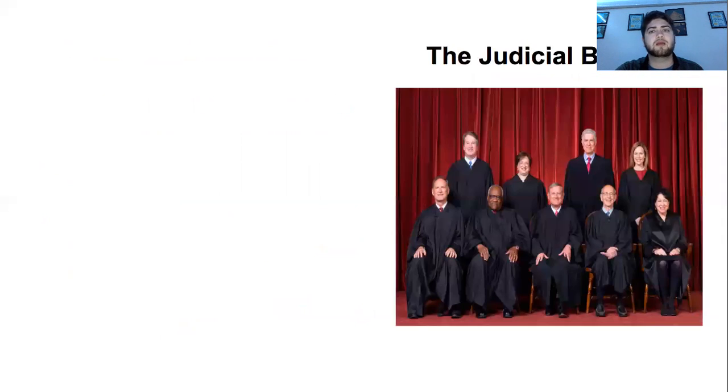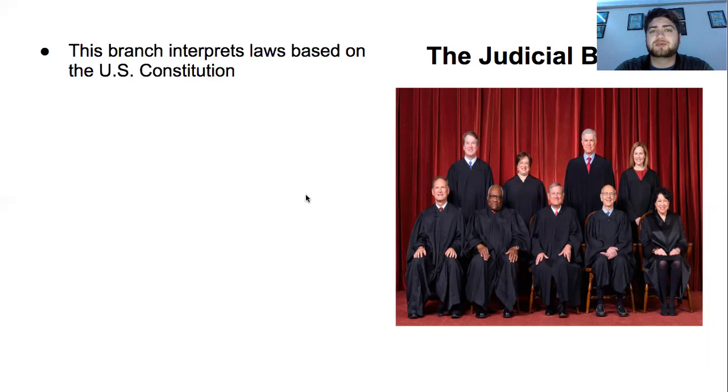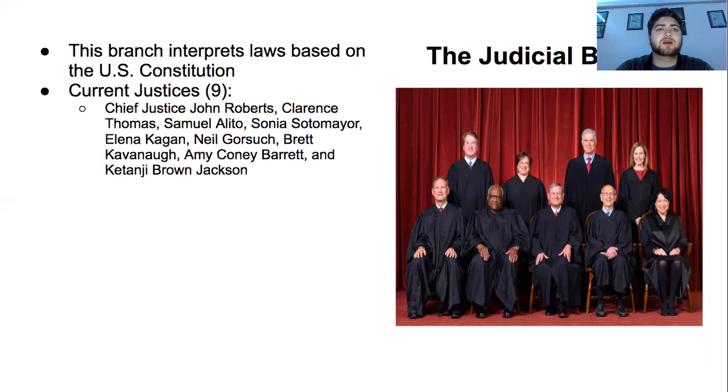Now, the judicial branch is headed by the Supreme Court and the Court of Appeals. This branch interprets laws based on the U.S. Constitution. There are 9 justices on the Supreme Court. The current justices are Chief Justice John Roberts, Clarence Thomas, Samuel Alito, Sonia Sotomayor, Elena Kagan, Neil Gorsuch, Brett Kavanaugh, Amy Coney Barrett, and of course, most recently appointed by President Biden, Ketanji Brown Jackson.